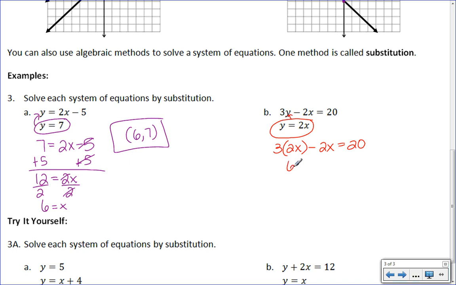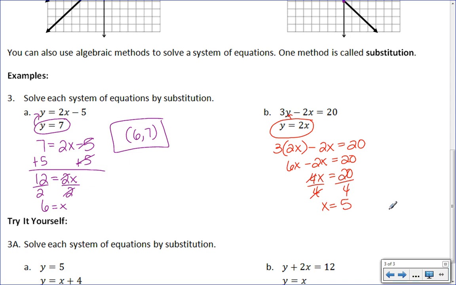Alright, let's go ahead and multiply these. 3 times 2x is 6x. And now we have like terms over here. 6x minus 2x is 4x. And the last step, we will divide by 4. 20 divided by 4 is 5.